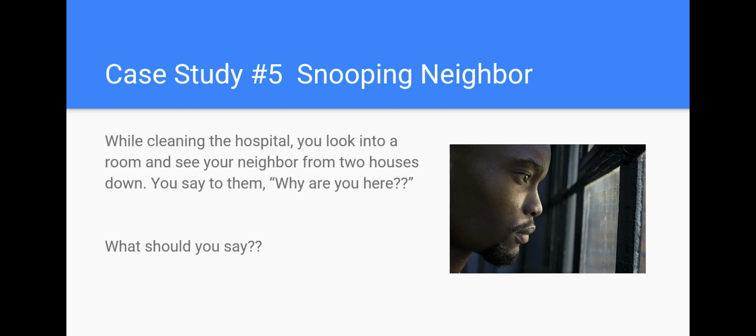If you're an attendant working at the hospital, and while you are cleaning, you walk by the room of your neighbor 2 houses down from you, and you see them in there. So you decide to stop and say, "What are you doing here?" What do you think is wrong with this picture? Your neighbor came to the hospital to get help, not to tell you why they are here at the hospital. We need to allow them their privacy. What you should say is, "God bless you, hello," and you keep walking.